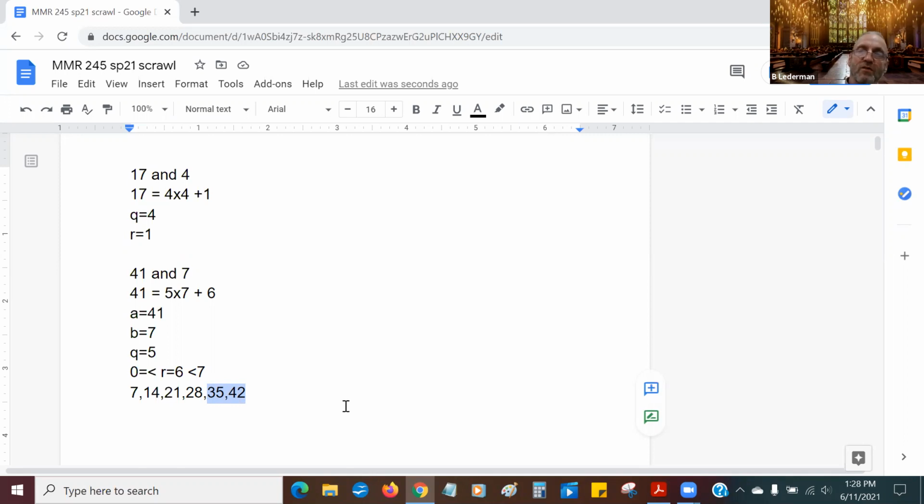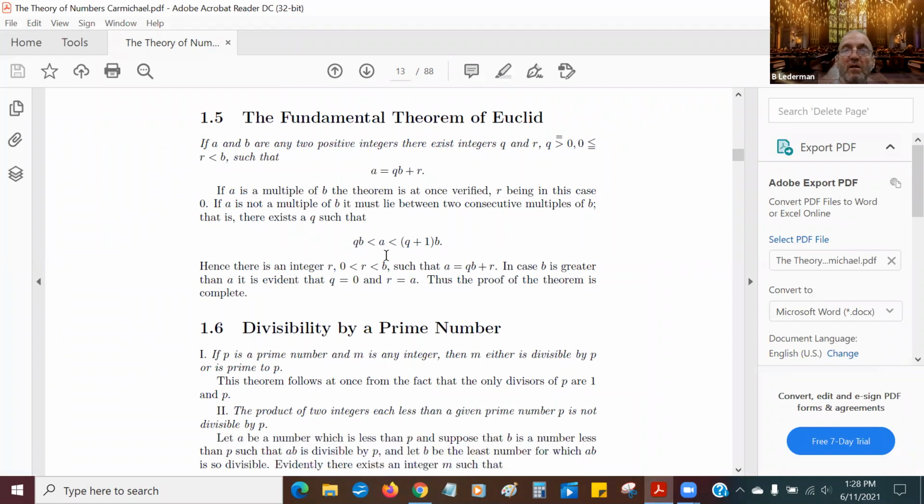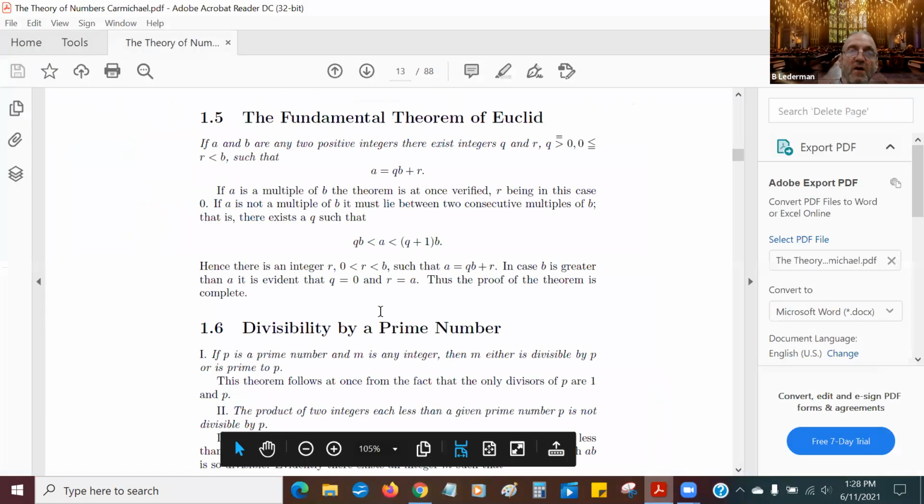I'm just trying to take the theoretical stuff that they're giving you in the textbook and give you an example of how it actually plays out. So let's go back to the textbook. A, which in our case is 41, is in between QB and (Q+1)B. In our case, it's in between 5B and 6B, 5 times 7 and 6 times 7.